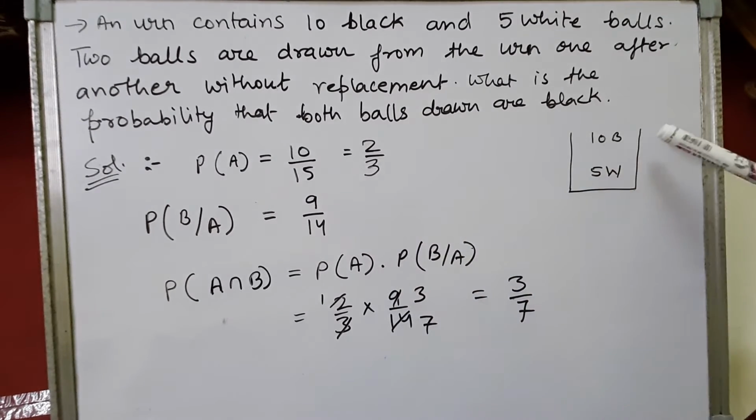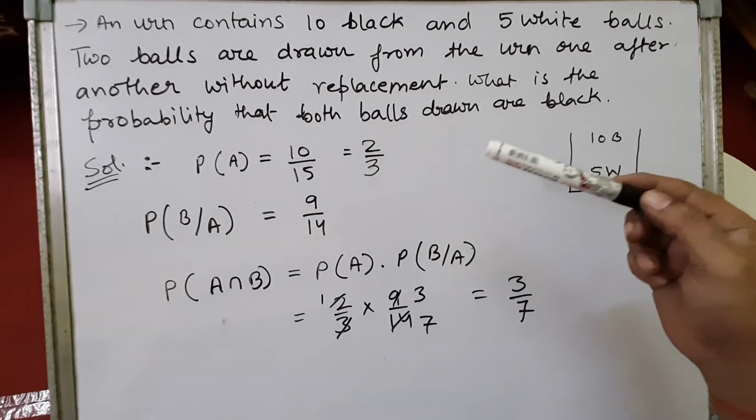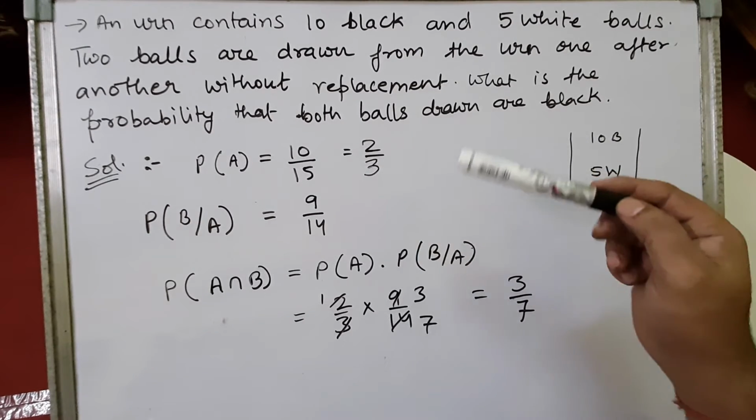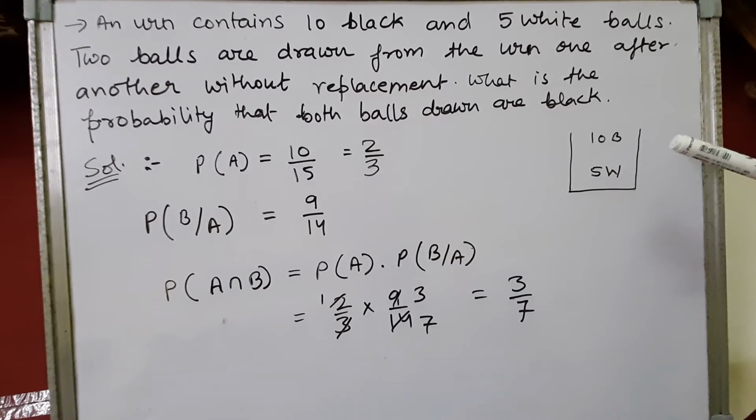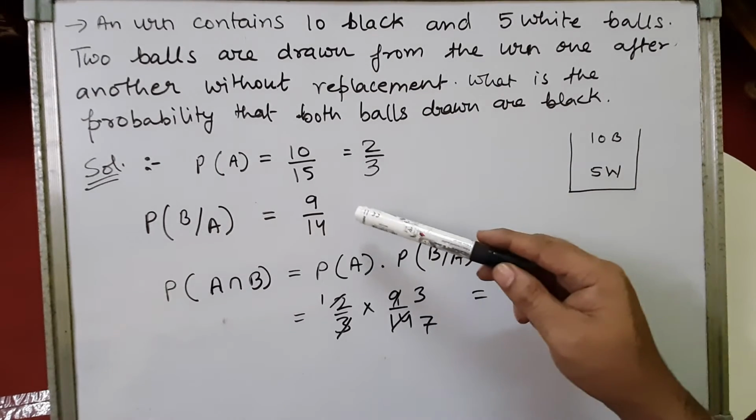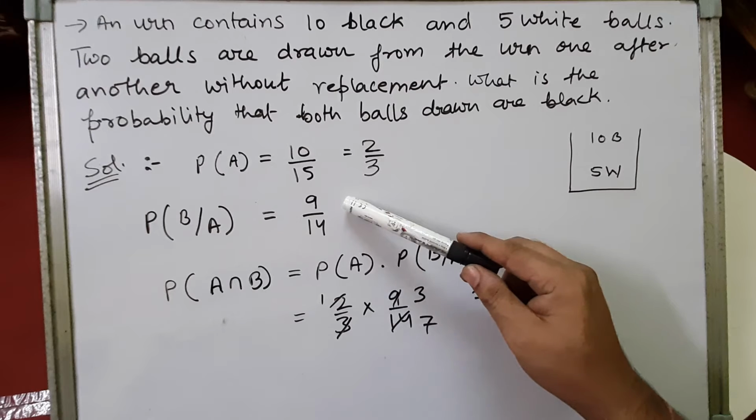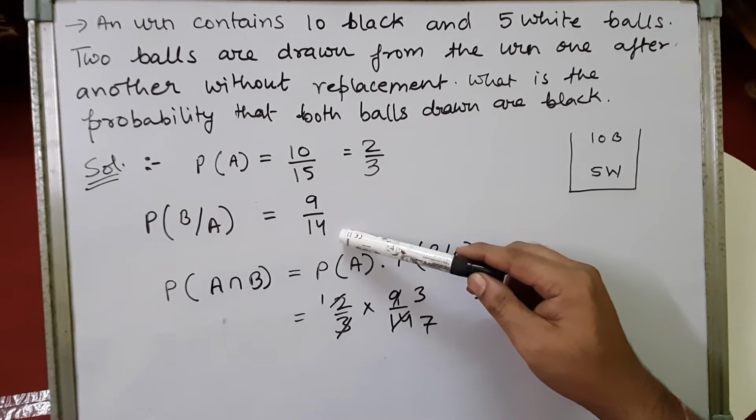So now the number of black balls in the bag will be 9, and the total number of balls has become 14, because one has been taken out and not kept back or replaced. Okay, without replacement it is written. So they have not kept the ball back in the urn, right? So the total number of black balls will be 9 and the total number of balls will be 14.